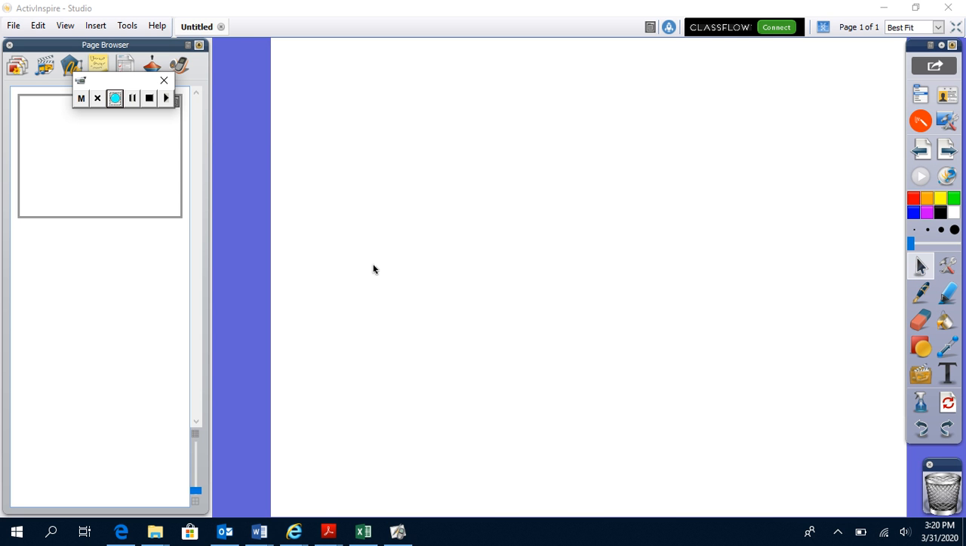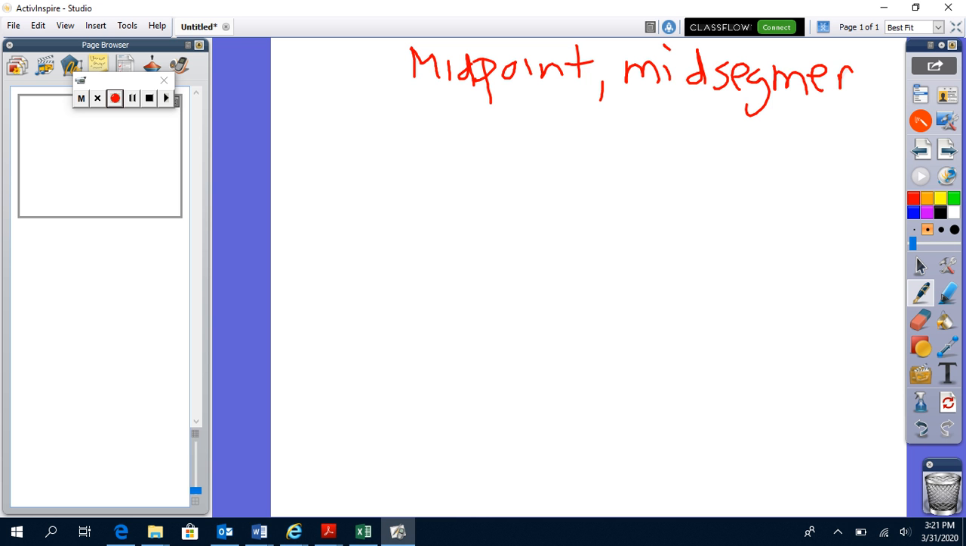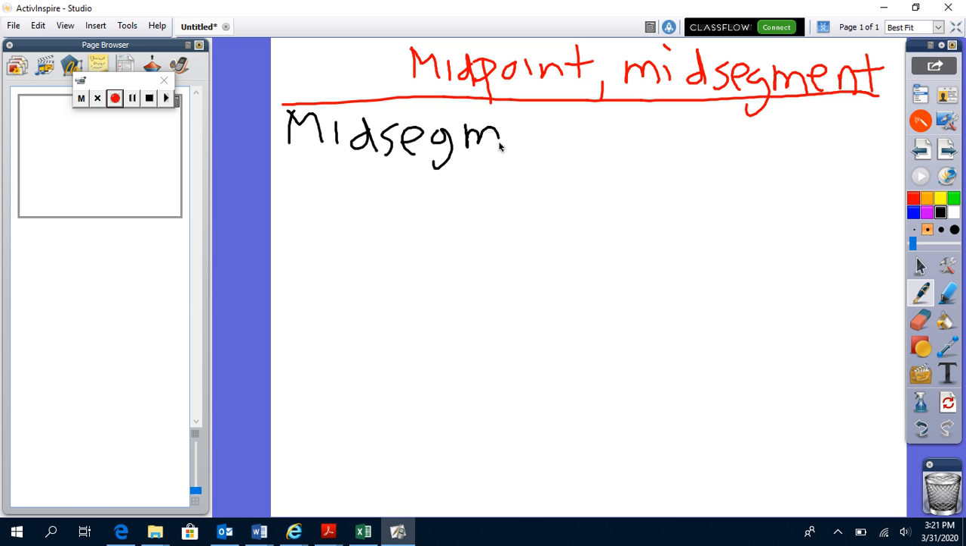Okay, so in the last video, we looked at the idea of midpoint and mid-segment. Okay, so what we're going to look at now is what's called the mid-segment theorem.